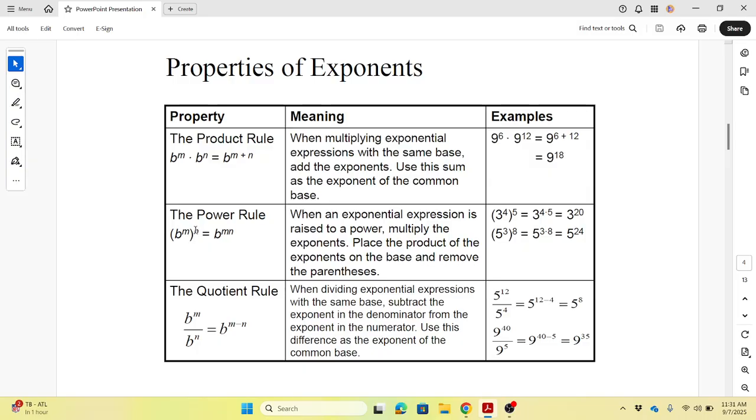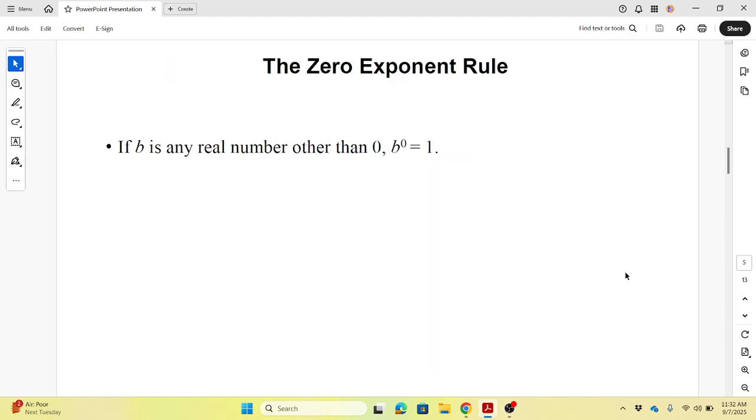There is a second rule called the power rule, which is a power to a power. Whenever you have a power to a power, you just multiply the exponents. One example is 3 to the power 4, to the power 5, which is actually 3 to the power 20, because if you multiply 4 and 5, that gives you 20. And then the division or quotient rule: if you are dividing b to the power m by b to the power n, with the same base, we just subtract the exponent of the denominator from the exponent of the numerator. So an example is 5 to the power 12 divided by 5 to the power 4, which is 5 to the power 12 minus 4. So these are the properties of the exponent.